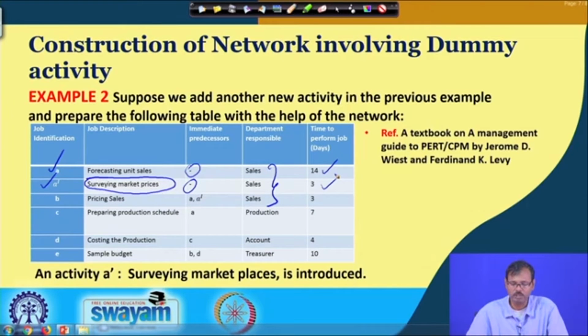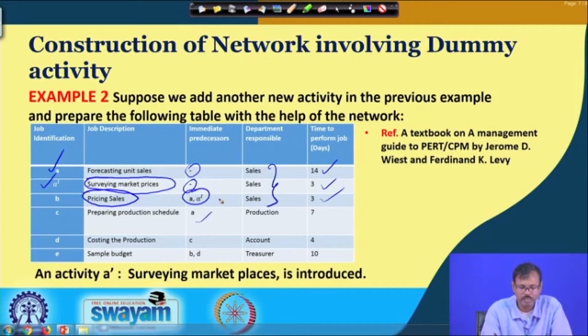So, they can carry out them simultaneously, and the third job, pricing of sales, will also be carried out by the sales department, but that needs the results of A and A dot. That means the results of forecasting of sales and surveying of market prices are essentially required for the pricing of the sales. The next jobs are also known to us, and for that 3 days are given to the sales department. Then production scheduling needs the forecasting of sales and the production department is given. Costing is given to the accounts department, which needs the production schedule, and the budget is given to the treasurer, which needs 10 days for this.